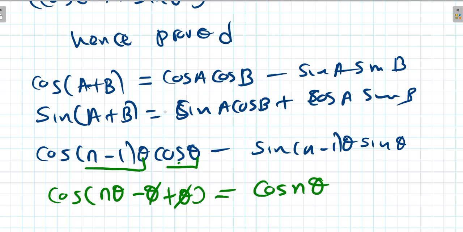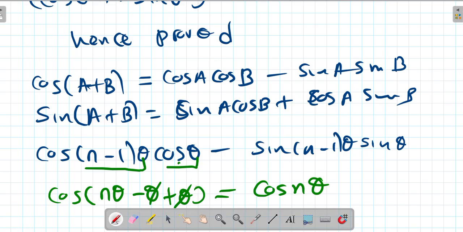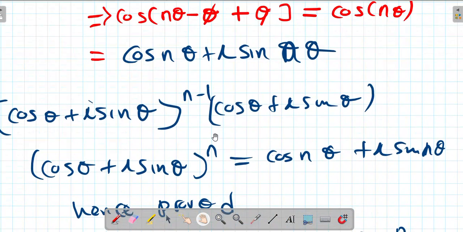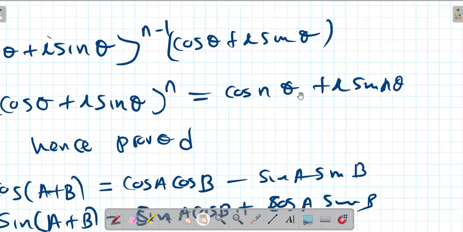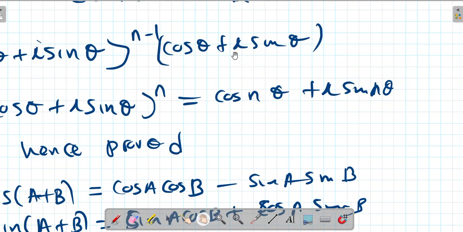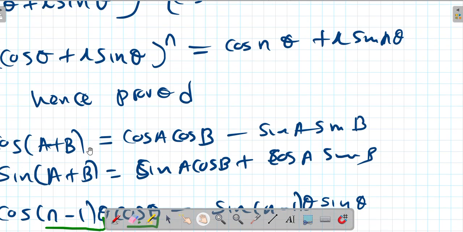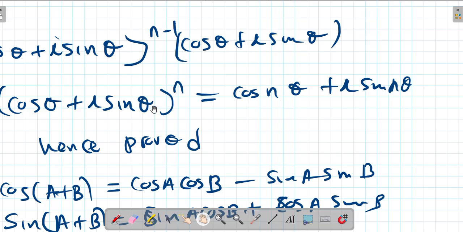Basically we do the same for the second part, for the sine part. So what you do is you work with the right hand side, you multiply by this term, you expand, and you collect the imaginary terms together. Then you can apply these multiple angle formulas in order for you to prove it.